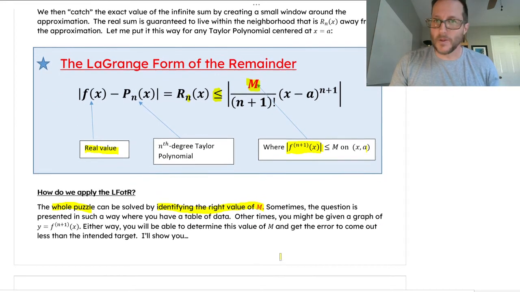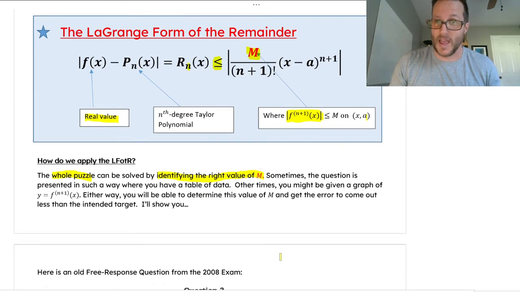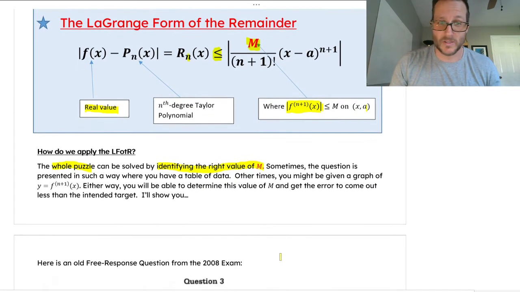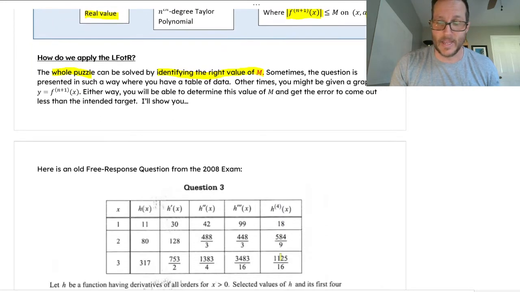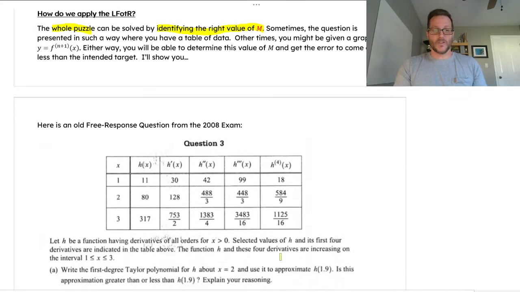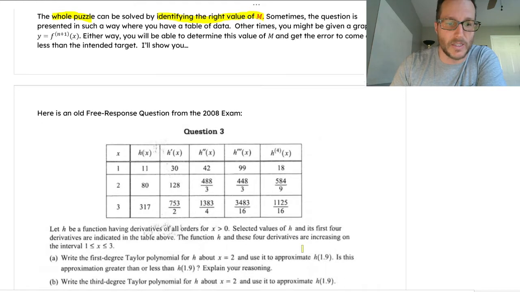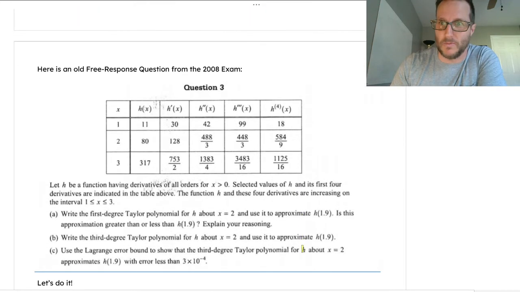So I'll show you a couple of problems that the AP exam has thrown at students. One came from the 2008 exam. That's a while ago. All right, so there's always a Taylor series question. There's not always Lagrange error. Like I told you, be praying for an alternating series error question. They're a lot easier. Now we're going to do this whole question.